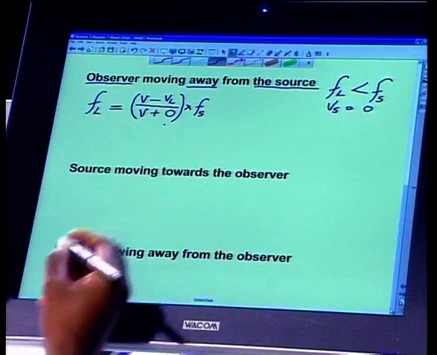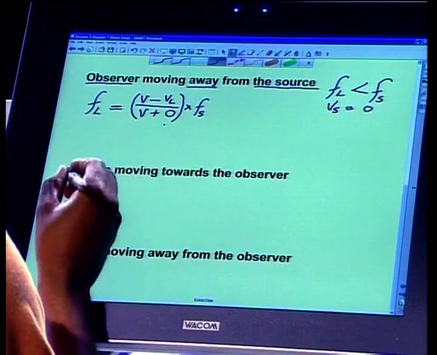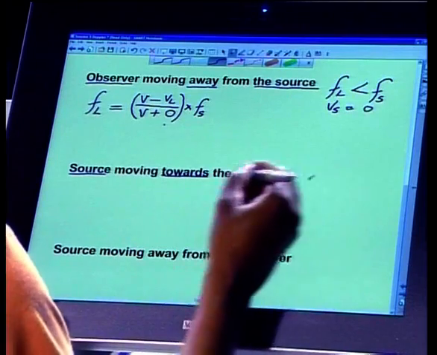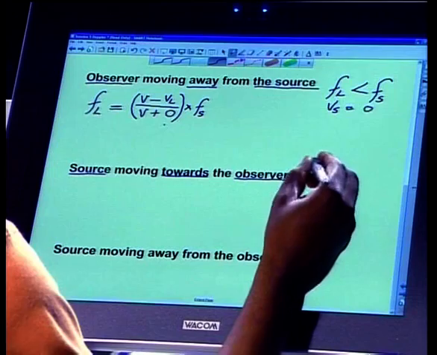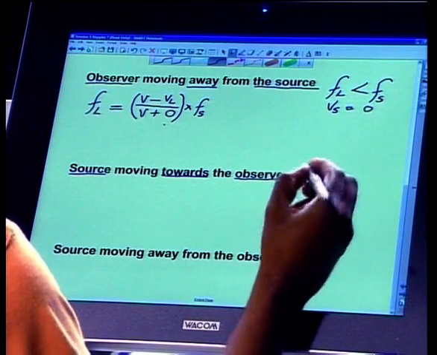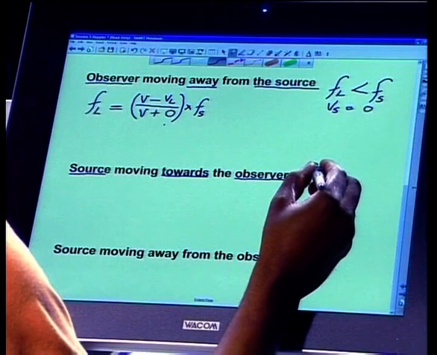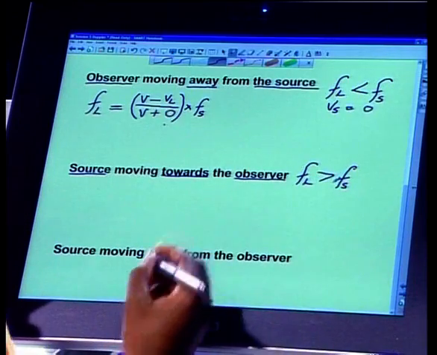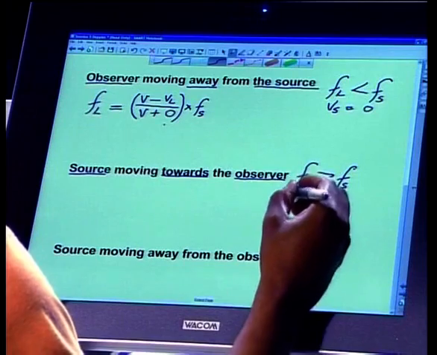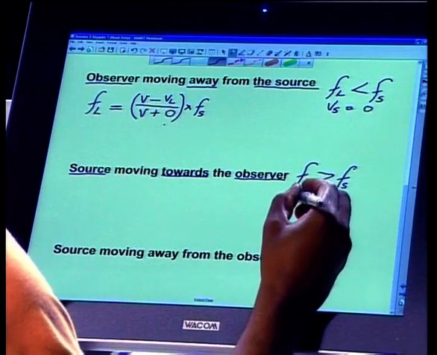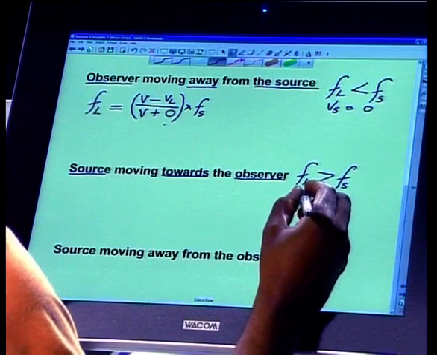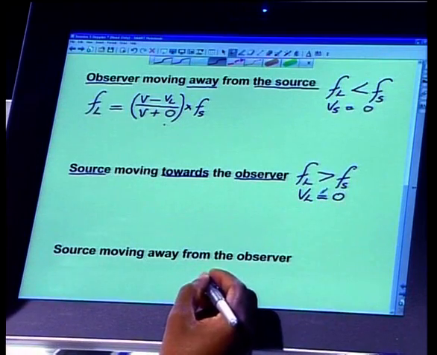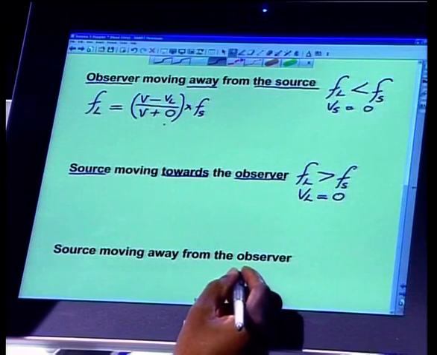and the source moving away from the observer. Let's start with the source moving towards the observer. Now, when the source is moving towards the observer, firstly, we know that what the observer is going to perceive as the frequency is going to be greater than the actual frequency of the source. And we also know, as given in the information here, that this time the velocity of the listener is 0. The listener is not moving. It is the source moving towards the listener.